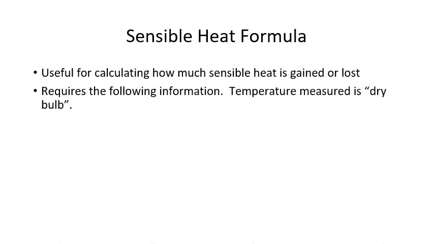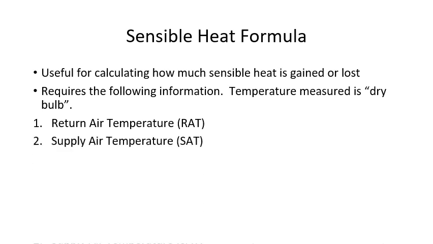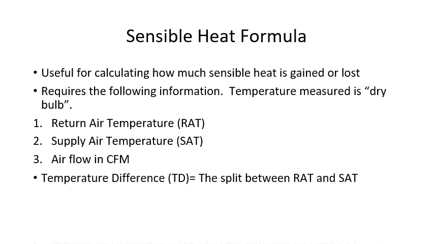In order to calculate sensible heat, we need to have some information first. We need to measure temperature. And again, that temperature is dry bulb temperature. We need to be able to measure our return air temperature and our supply air dry bulb temperature. And we will also need to, as accurately as possible, measure and calculate our CFM, or our airflow. There's a temperature difference that we're going to be actively interested in, and that's the difference, the split, between return air temperature and supply air temperature. So in order to have the temperature difference, or temperature split, we need to be able to accurately measure that return air dry bulb and the supply air dry bulb temperature.